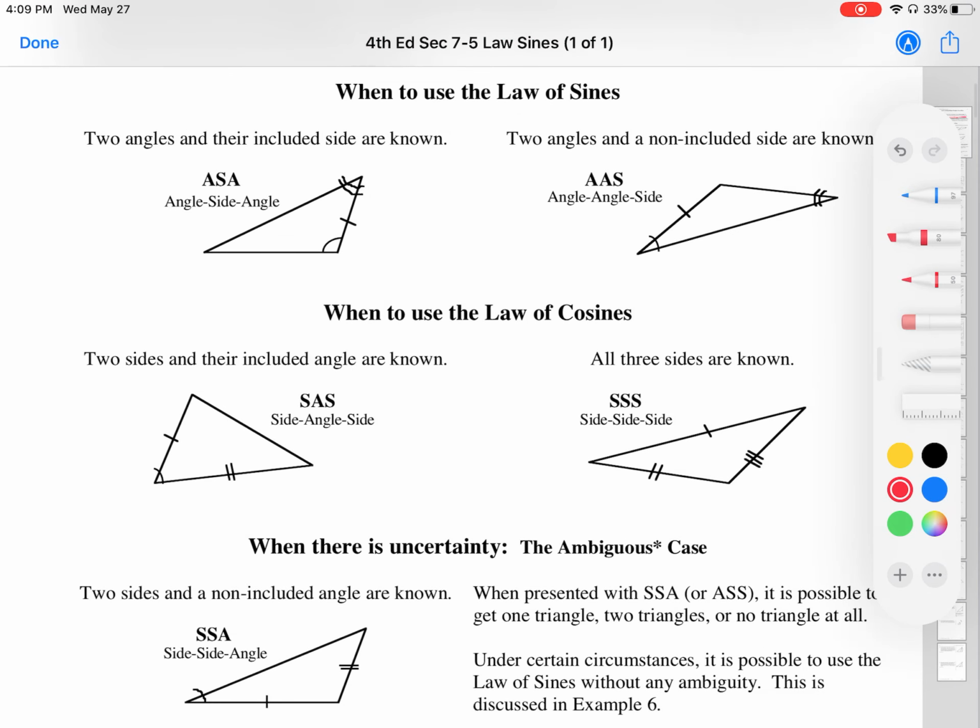So, when working with law of sines in this section 7.5, we're going to be mainly working with two cases. First, we have angle, side, angle. We're given an angle, a side, and an angle. We also will work with angle, angle, side, working with two angles and a side.